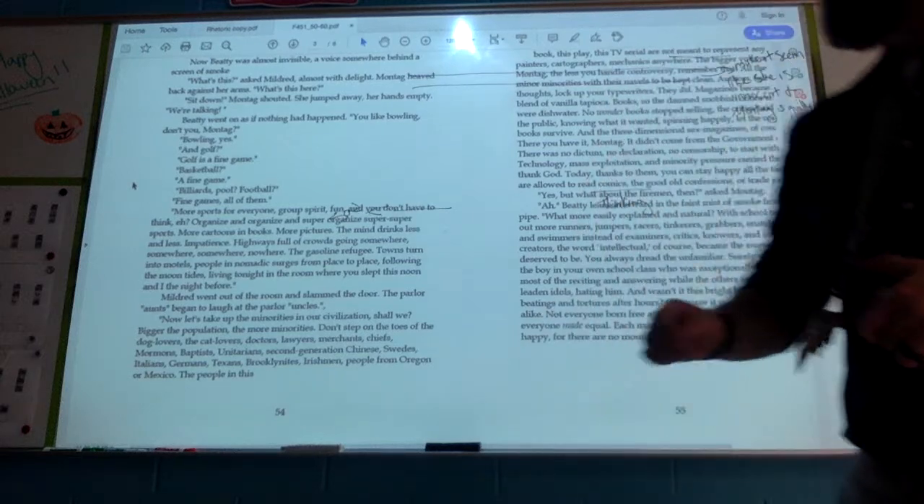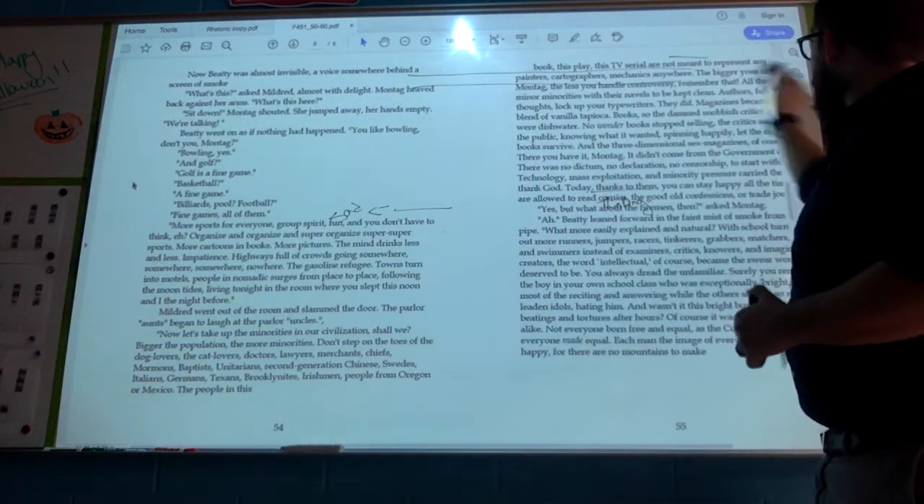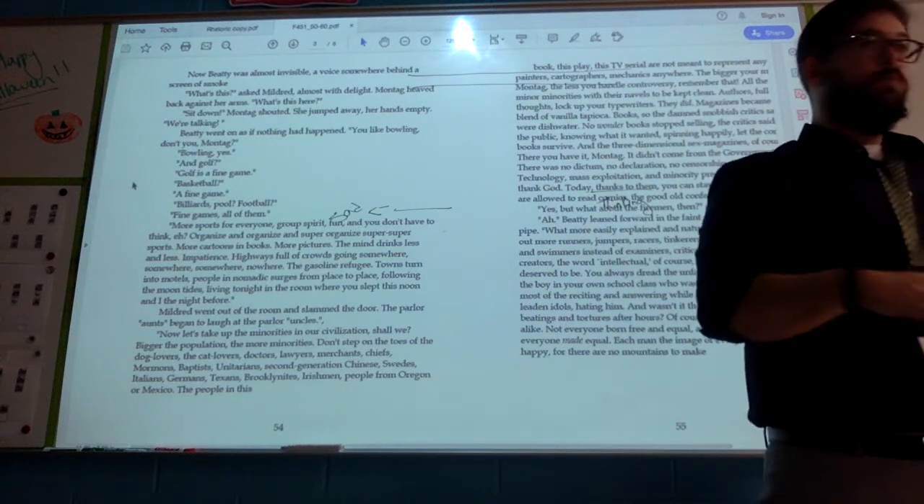There we go. A little bit easier to see the entire thing. Would anyone else like to read? Anyone new?